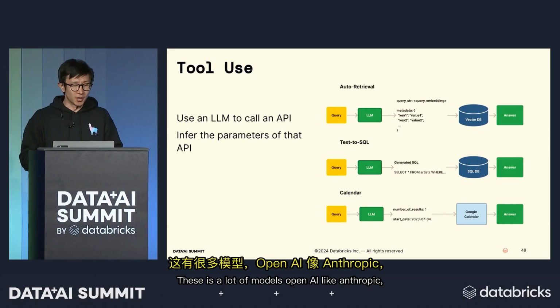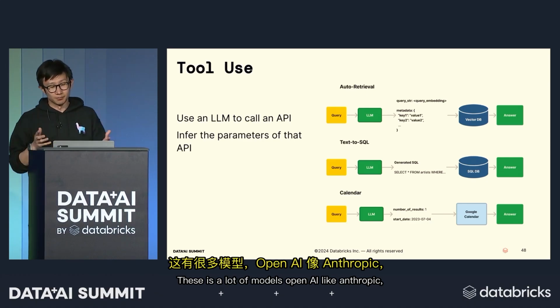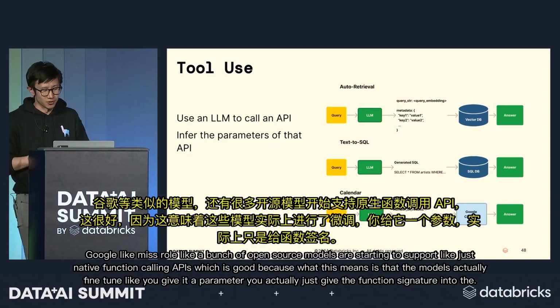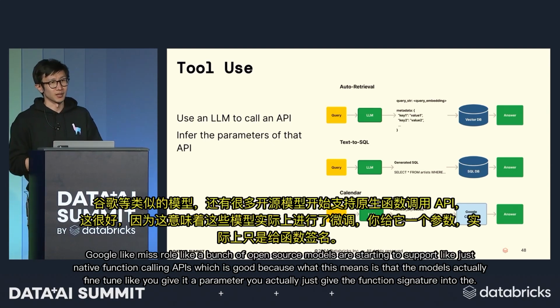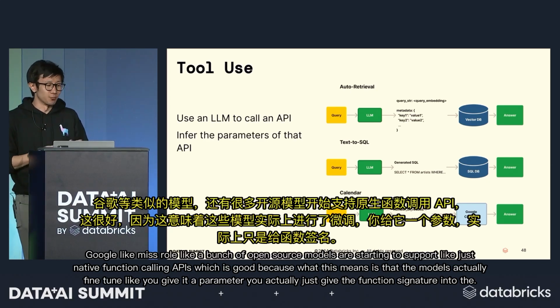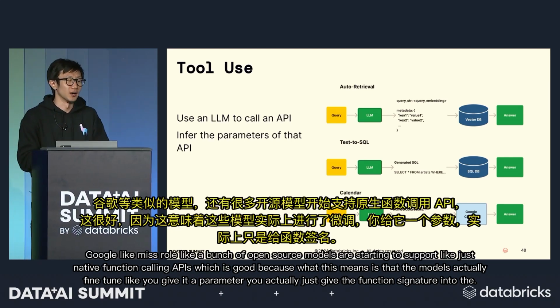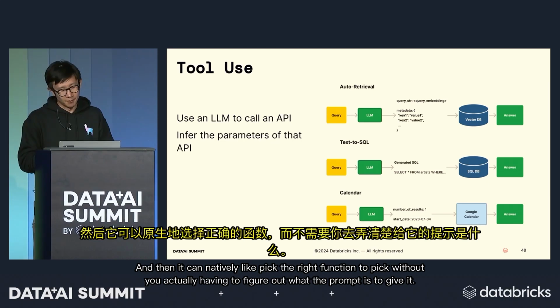These days, a lot of models, OpenAI, Anthropic, Google, Mistral, and a bunch of open source models are starting to support native function calling APIs. Which is good, because what this means is that the model's actually fine-tuned. You give it a parameter, you actually just give the function signature to the LLM, and then it can natively pick the right function without you actually having to figure out what the prompt is to give it.